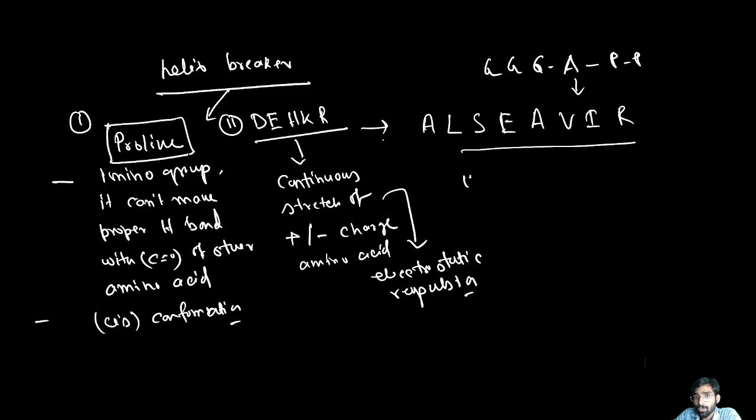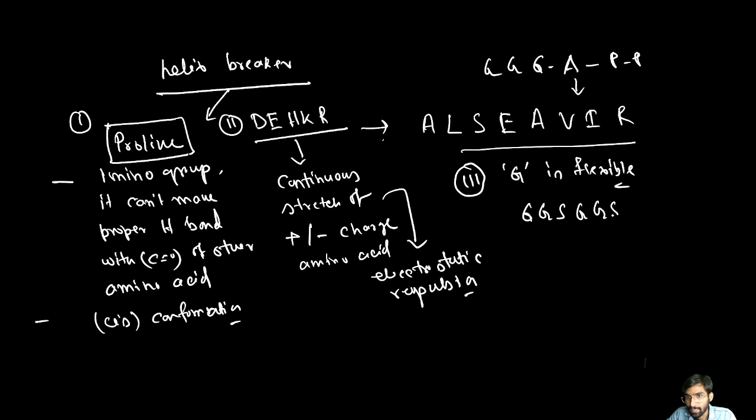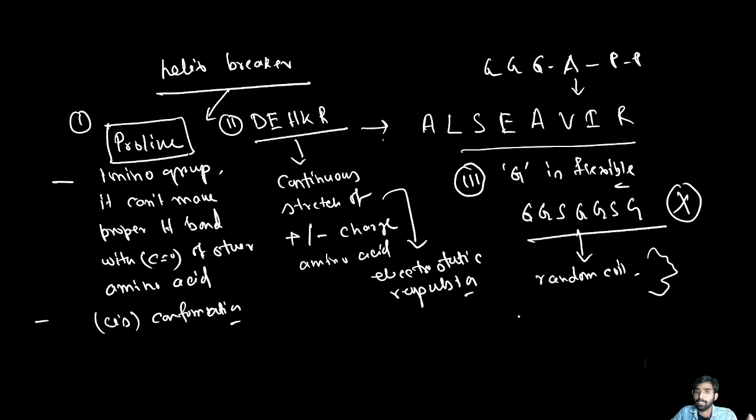Third thing is that though glycine is favorable, so glycine is flexible. So you can think, okay, as glycine is flexible, I can use it anywhere. But glycine is quite more flexible than what you actually need. So if there is a continuous stretch of glycine, suppose G, G, S, G, G, S, G, it will never form a helix. Rather, it prefers to be present as a random coil or some loopy kind of structure.